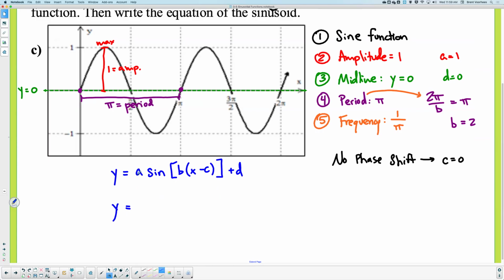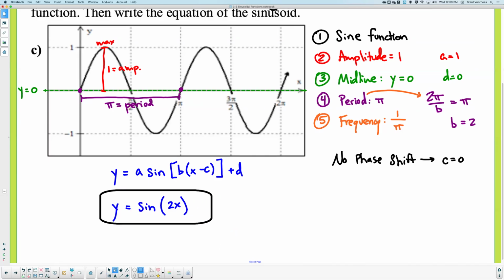So my equation would be y equals, what are we going to put for A? 1. Do you actually need to write 1 if it's multiplying? No, you can just write sine. What's our B? So it becomes 2x. And then what's our D? 0. Do I need to put a plus 0? No, that will be your equation right there. That's it.